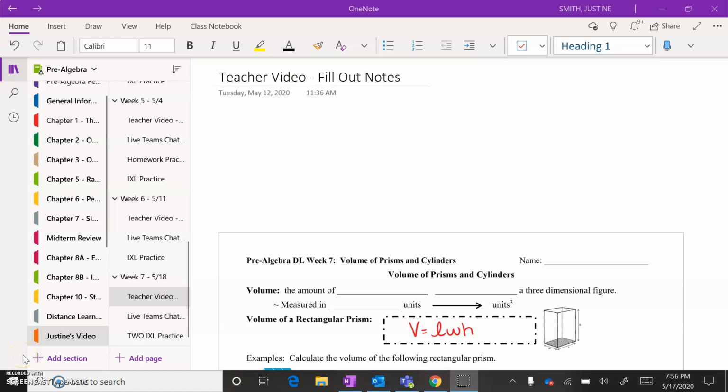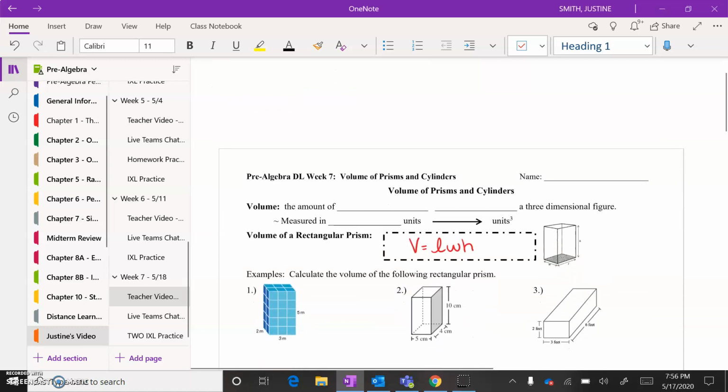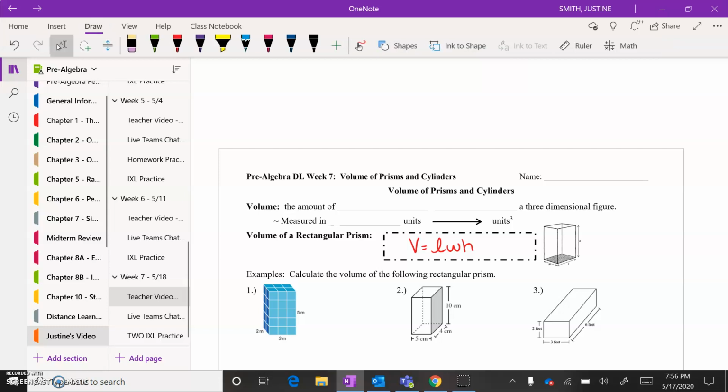Hi, everybody. I hope everybody's doing well. We are going to be looking at volume and prisms and cylinders this week.